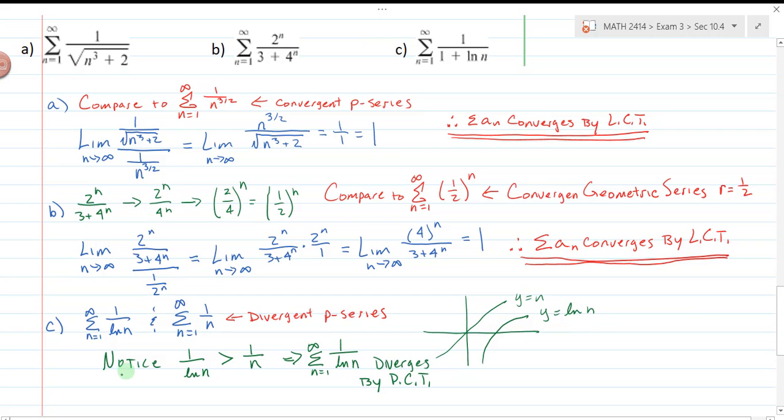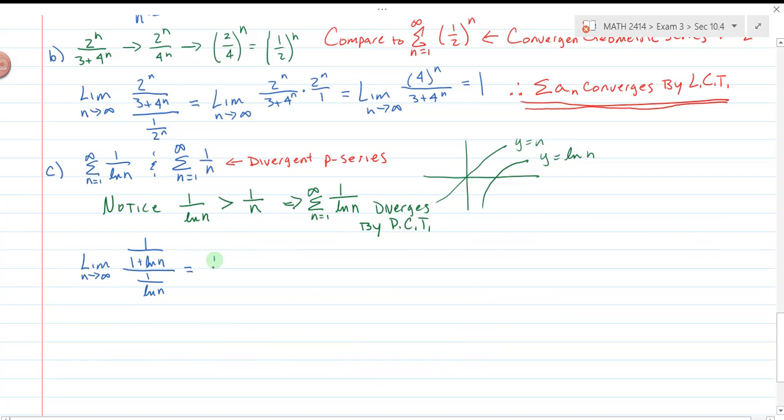So now I'm ready to look at my limit comparison test because I've shown that the terms of this series will diverge as n goes to infinity, because I proved that this diverged by comparing it to a divergent p-series. So now I'm going to look at the limit of the terms of this series over the terms of this series. And that's going to give us the limit as n approaches infinity of the natural log of n divided by 1 plus the natural log of n.